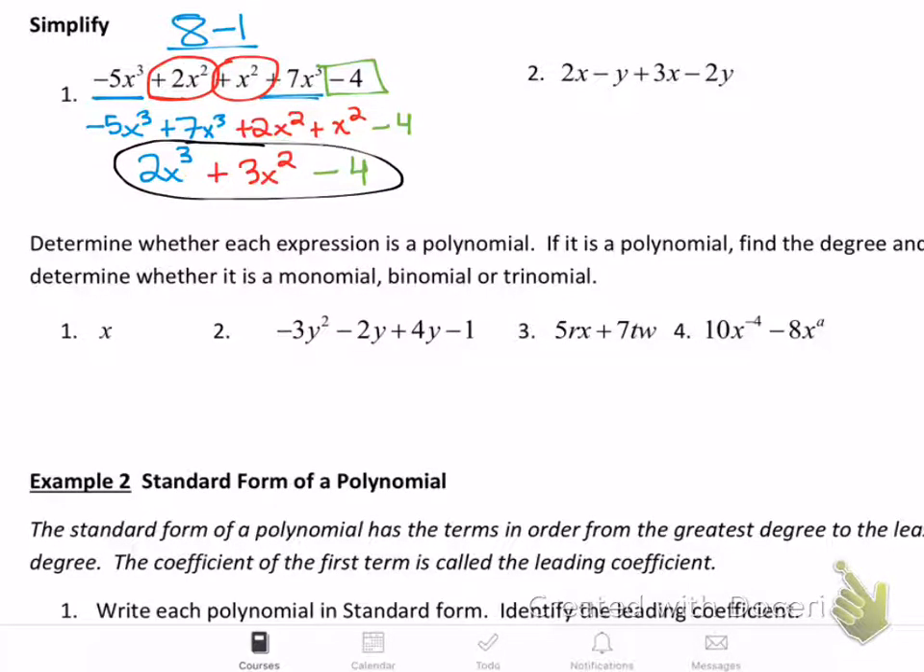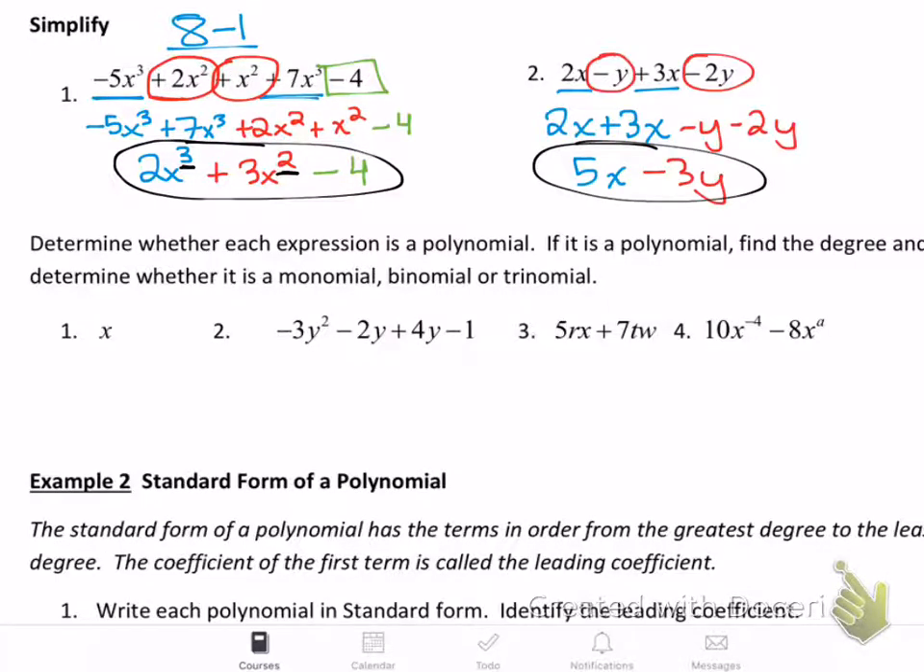It is very important to have your degrees in decreasing order, meaning your cube comes first, then your squared, then your x to the first power, and so on and so forth. That is very important in mathematics. So we'll go ahead and try number 2. This one's kind of an easy one. Only the x's go with x's and the y's go with y's.